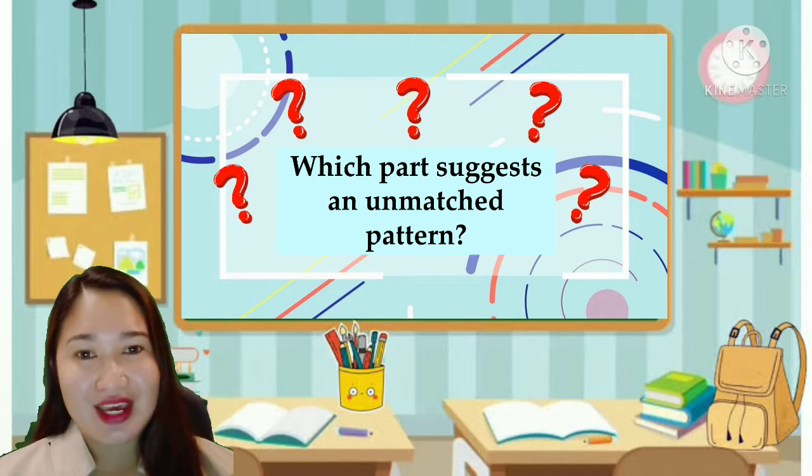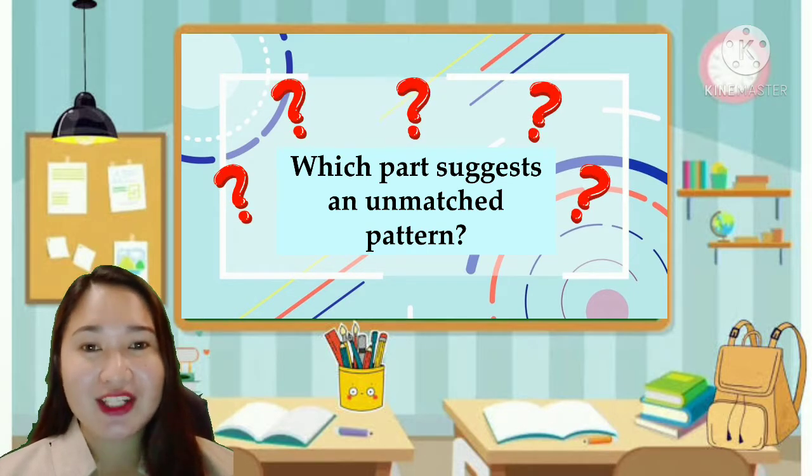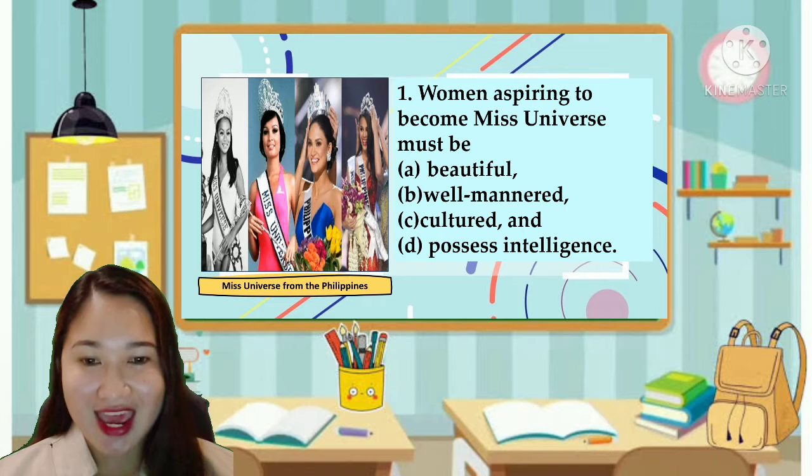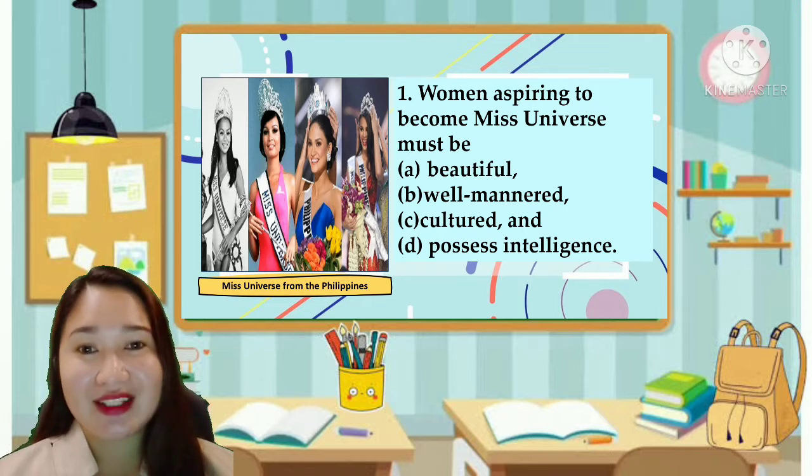In this activity, you are going to identify which part suggests an unmatched pattern. Are you ready? Number 1. Women aspiring to become Miss Universe, just like the women in the pictures, our Miss Universe from the Philippines must be beautiful, well-mannered, cultured, and possess intelligence. Which part of this sentence suggests an unmatched pattern? Is it letter A, B, C, or D?